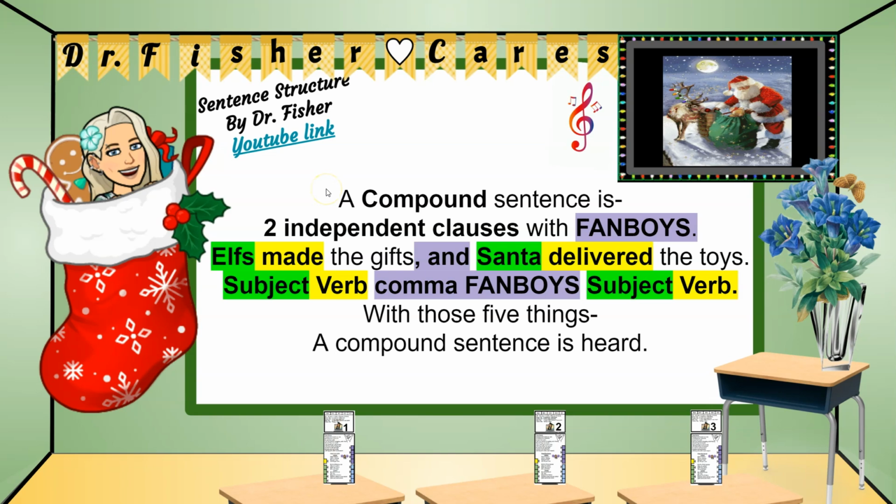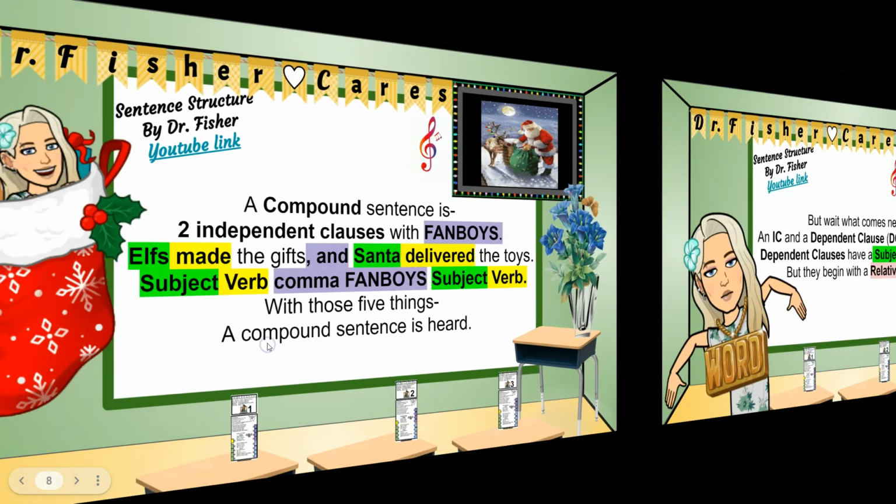A compound sentence is two independent clauses with fanboys. Elf made the gifts, comma, and Santa delivered the toys. Subject, verb, comma, fanboy, subject, verb. With those five things, a compound sentence is heard. But wait, what comes next?